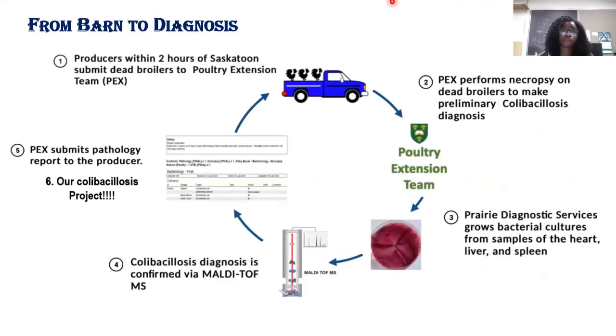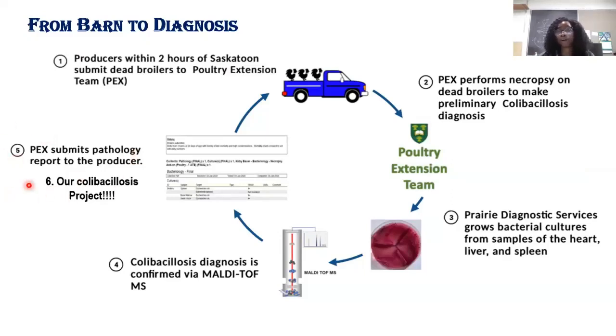Now, this is how Colibacillosis is normally diagnosed. First of all, producers send their chickens to poultry extension teams at the University of Saskatchewan, who pre-diagnose for Colibacillosis, and then send them to prior diagnostic studies to confirm that these chickens died as a result of Colibacillosis. Then they use this monitor, which is an automated system, to confirm that they are Colibacillosis cases. After which the reports are sent back to producers without further characterizing these E. coli strains. They just throw away the E. coli strains without any further characterization.